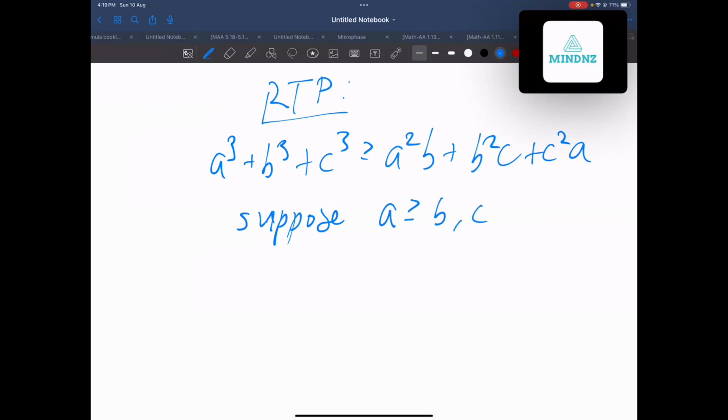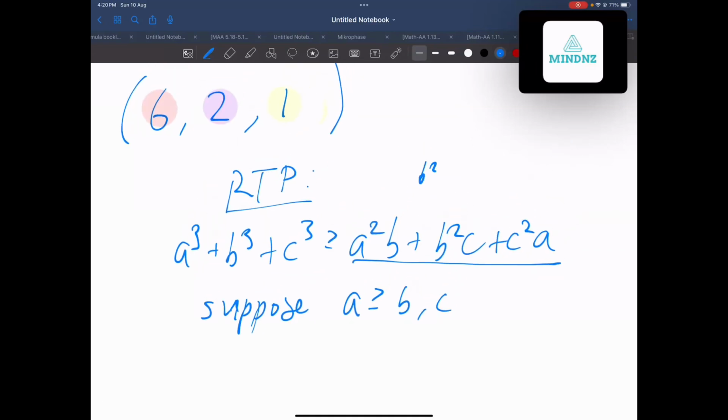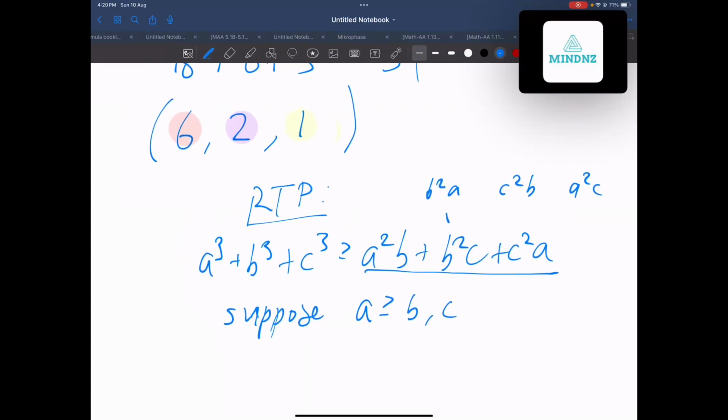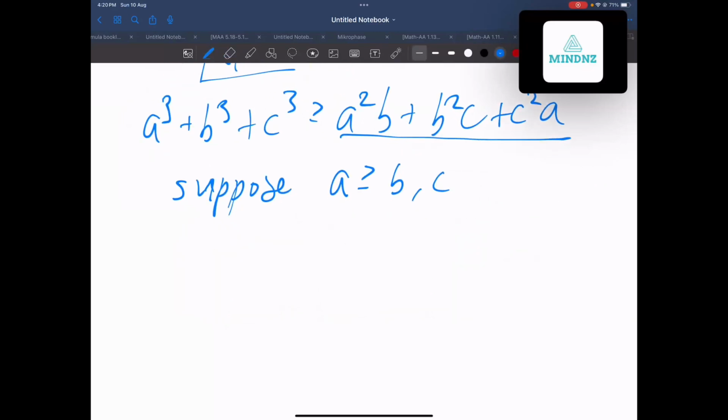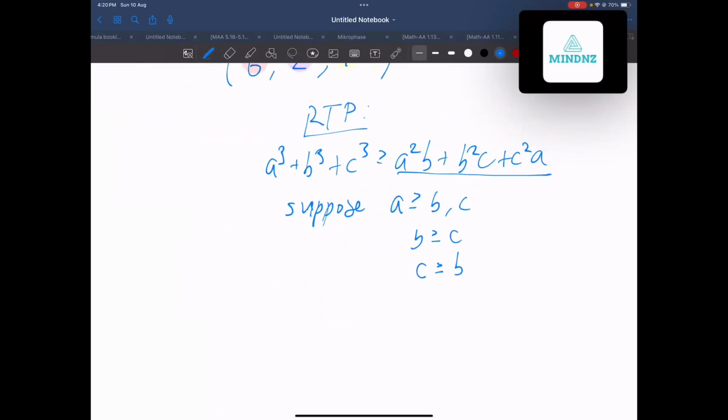Okay, so we can't, without loss of generality, assume that b is greater than c, because on the right-hand side our expression is not symmetrical, right? If it was symmetrical, then we would also need a b squared a, a c squared b, and an a squared c. But we're missing those terms. So what we can do is consider two cases. One, if b is greater than or equal to c, and then also one where c is greater than or equal to b. Those are both cases that we need to consider.